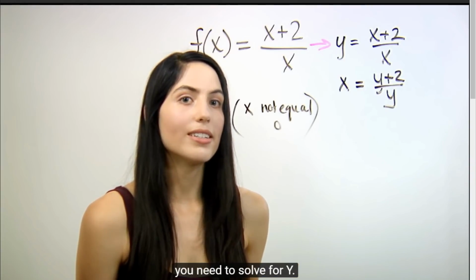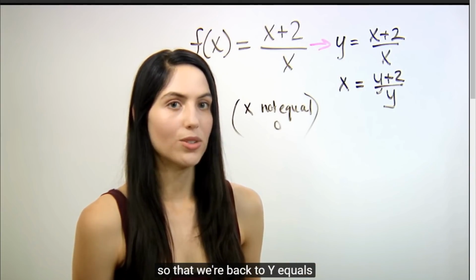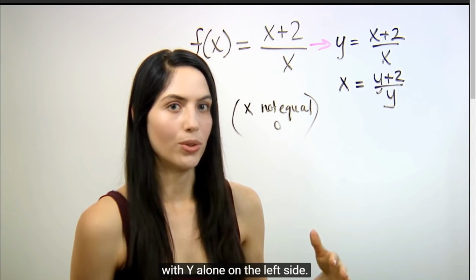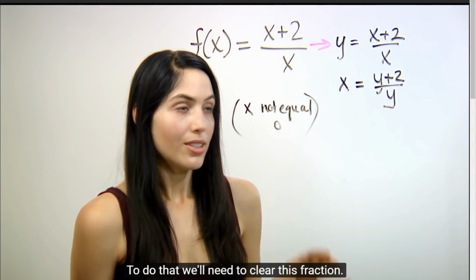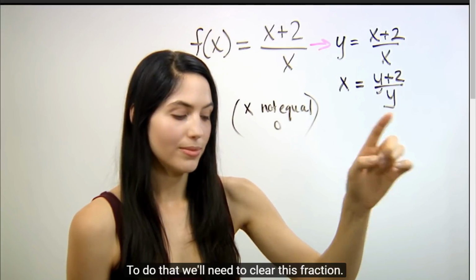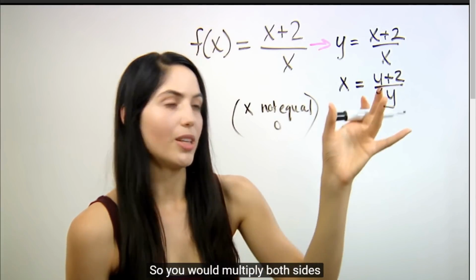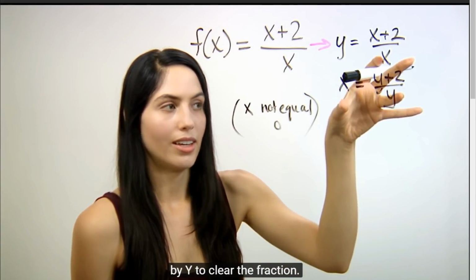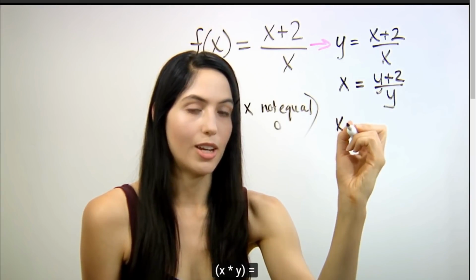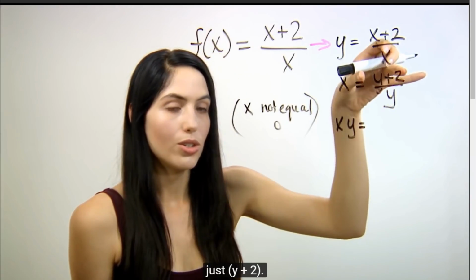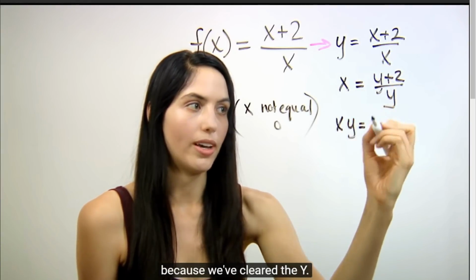Last step, you need to solve for y so that we're back to y equals, with y alone on the left side. To do that, we'll need to clear this fraction. So you would multiply both sides by y to clear the fraction, and then get in the next line x times y equals just y plus 2, because we've cleared the y.